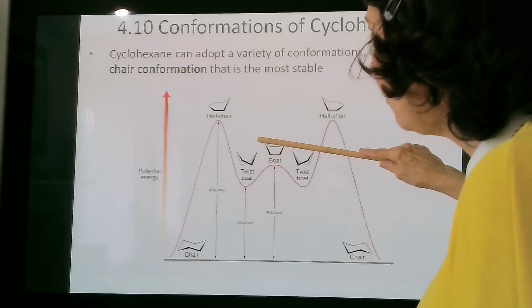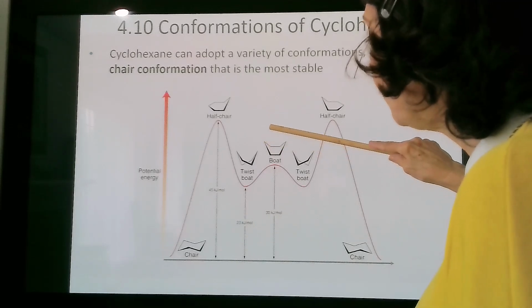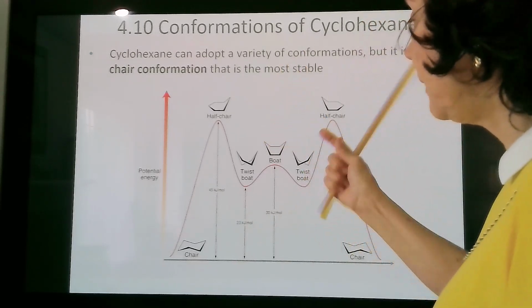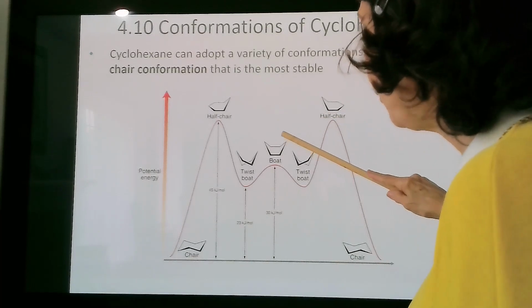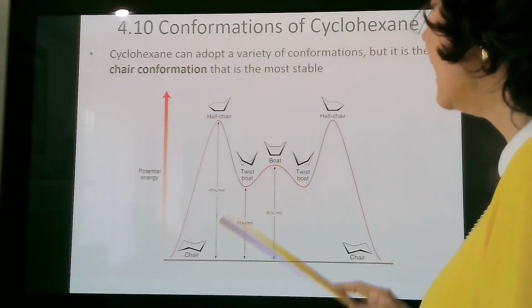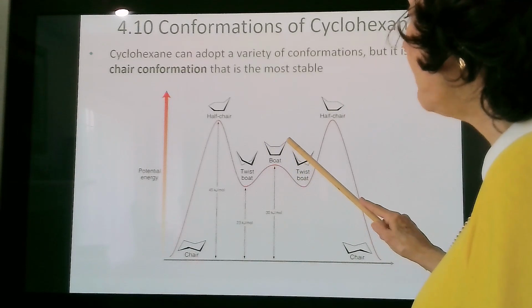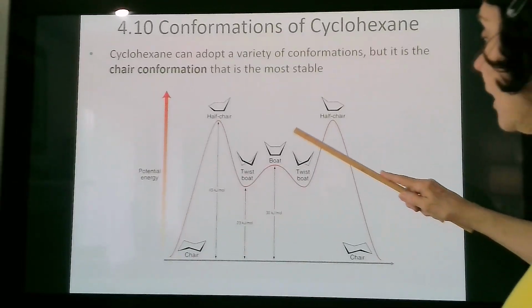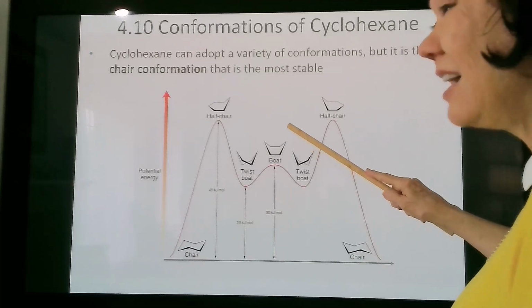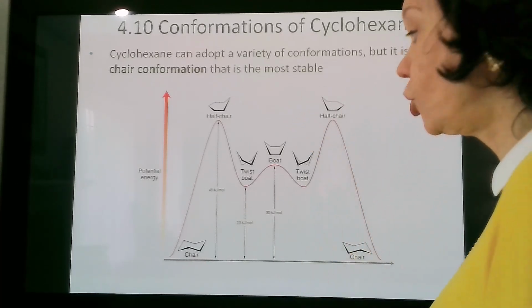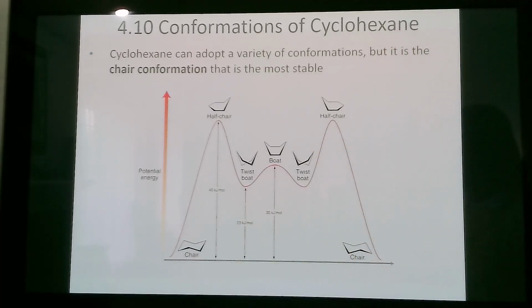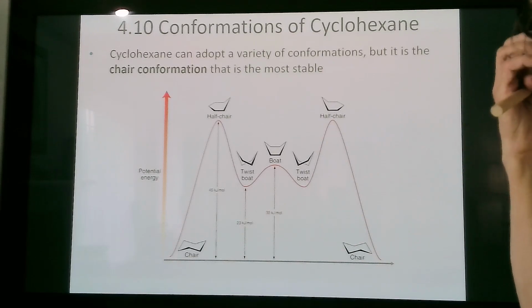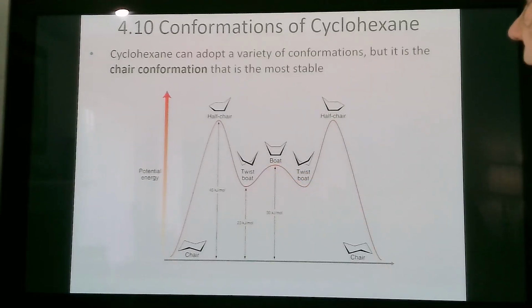And so if you draw in the CH bonds, here you have a CH bond that's pointing up and a little bit to the right. Here you have a CH bond that's pointing up and a little bit to the left. And so the CH bonds coming off of these carbons at C1 and C4 are actually pointed toward each other a little bit. And so that causes some problems, some steric interaction that makes this go up in energy.